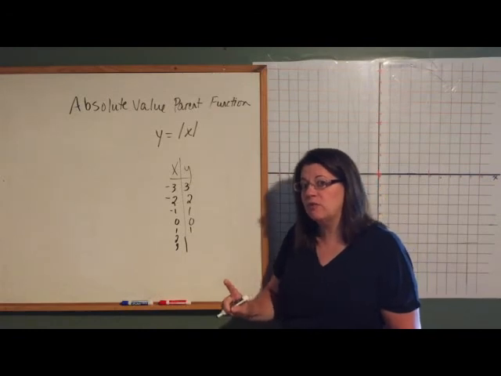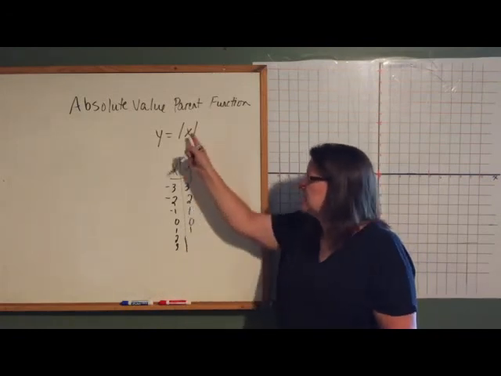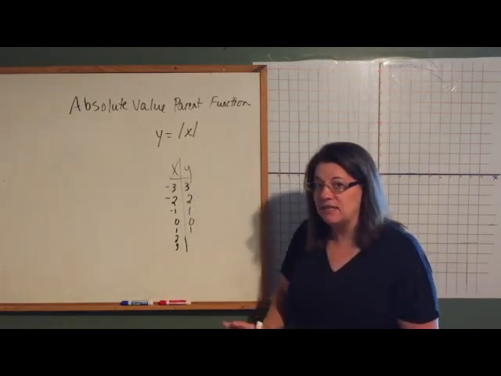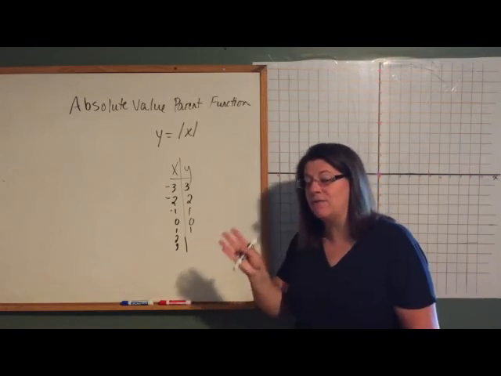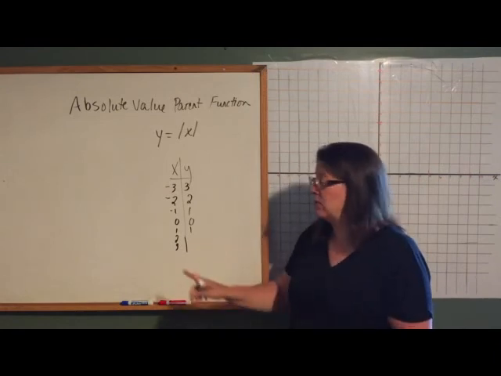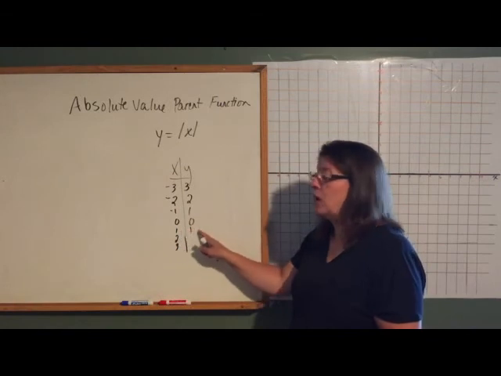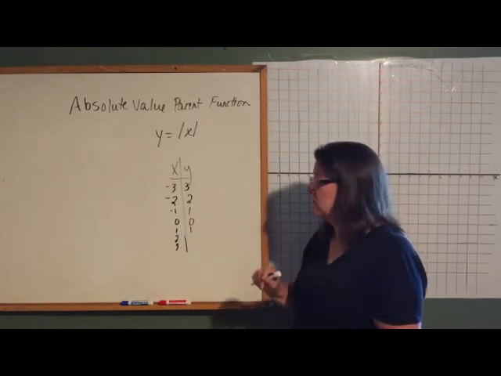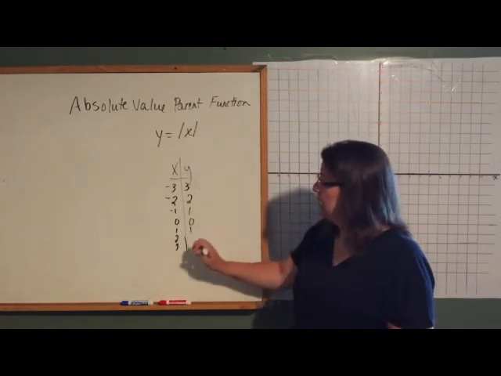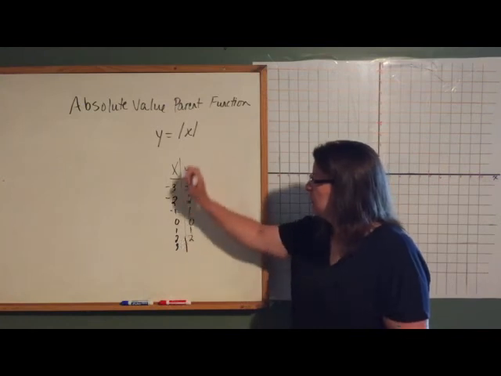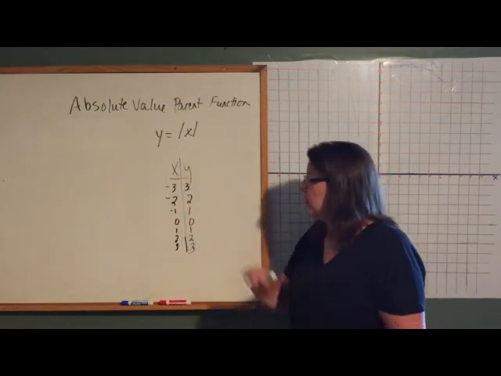There's where a lot of students mess up. They think that absolute value means opposite. It doesn't. It means it's going to be the positive of that number. It cannot be negative. So the absolute value of 1 is 1, not -1. Some students mess that up. If you plug 2 in, absolute value of 2 is 2. Absolute value of 3 is 3.